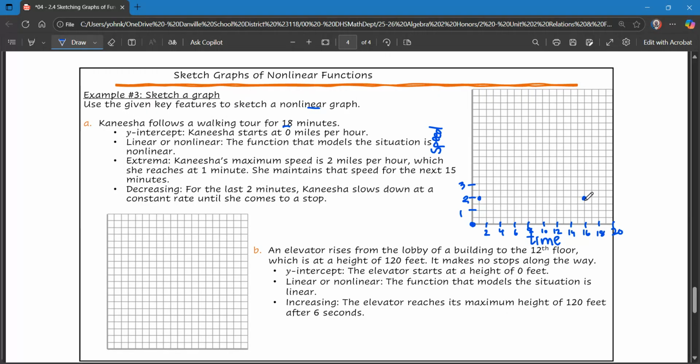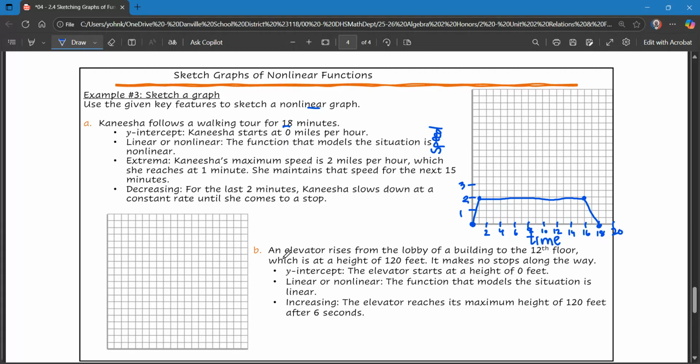Then for the last 2 minutes, which is good because we're at minute 16 and we only have to get to minute 18, so that's 2 more minutes. For the last 2 minutes, Kenesha slows down at a constant rate until she comes to a stop. So at 18 minutes, she's at a stop. So all you have to do now is connect them. So she speeds up, she maintains her speed, and then she slows down until she stops. There's Kenesha.